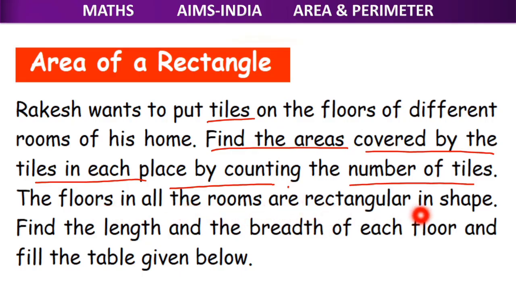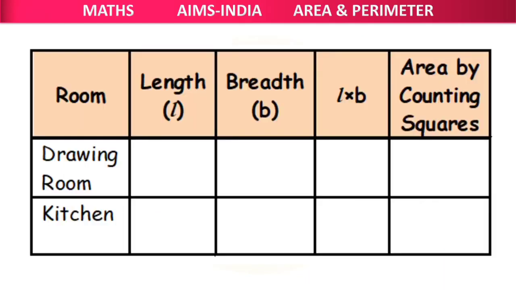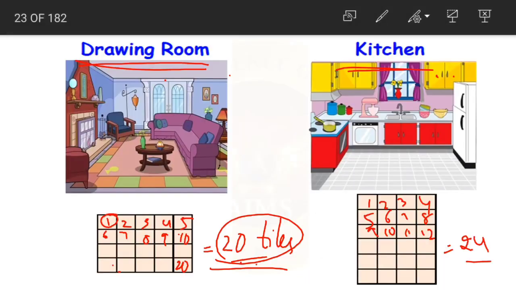Now find the length. All the floors in the room are rectangular in shape. So also find the length and breadth of each floor and fill the table given below. What should we do? First we have found out the number of tiles occupied. So let us find out the length and breadth of these rectangular rooms.